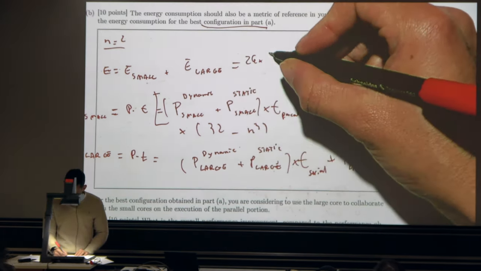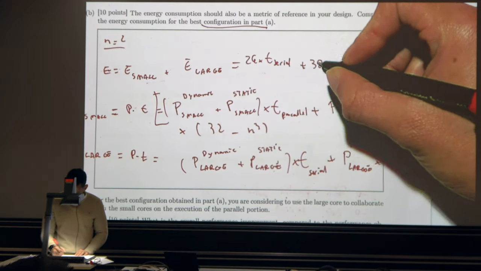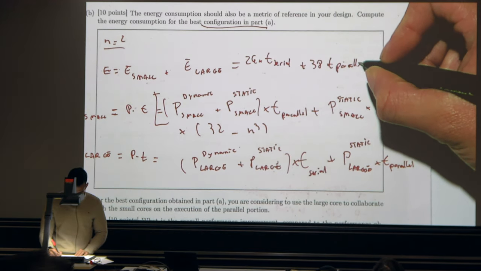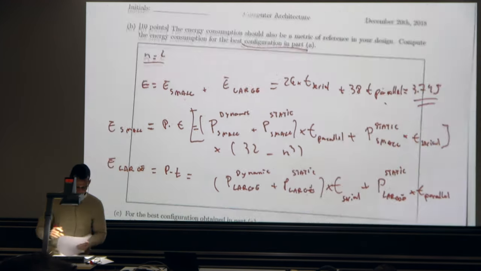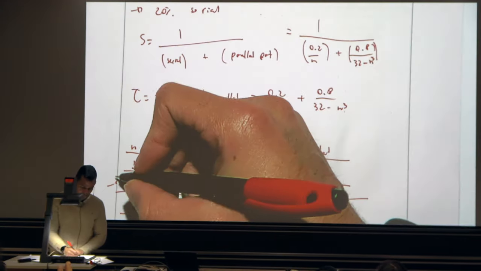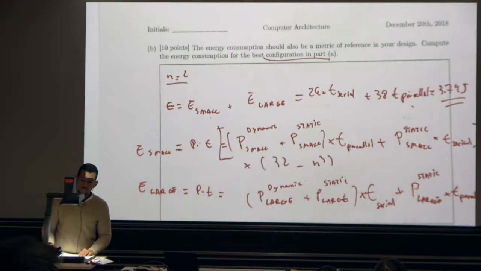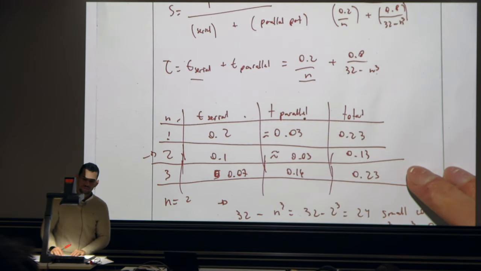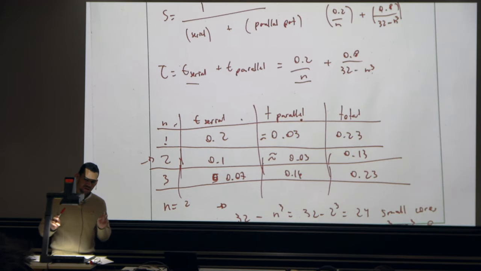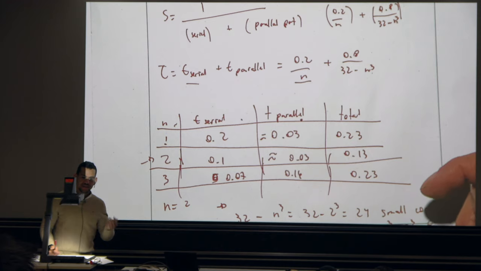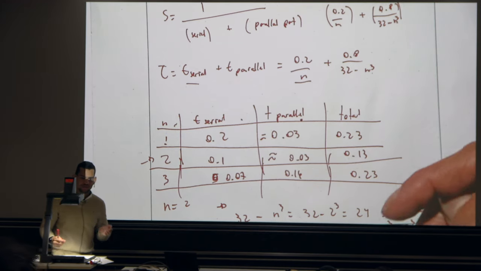26 times the time for the serial part plus 38 times the time for the parallel part, and this gives you 3.74 joules. The times here are just the times for the serial and parallel parts that they calculated before. When you're calculating the time for serial and the time for parallel, these don't have units, right? Because you're calculating based on a percentage, and you're applying the relative computing power of the cores, so it's a ratio in the end. You're right, there is no unit here, because the only thing that we say is that the larger core is n times faster than the other smaller cores, and everything is based on this number.